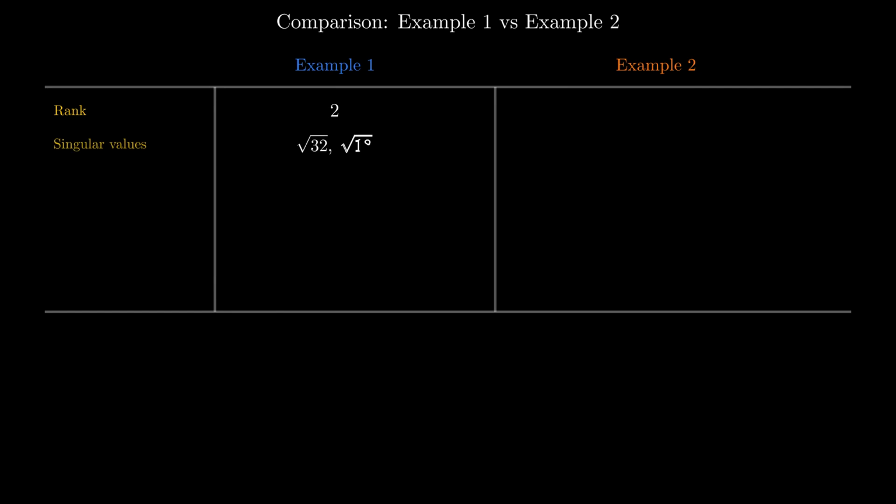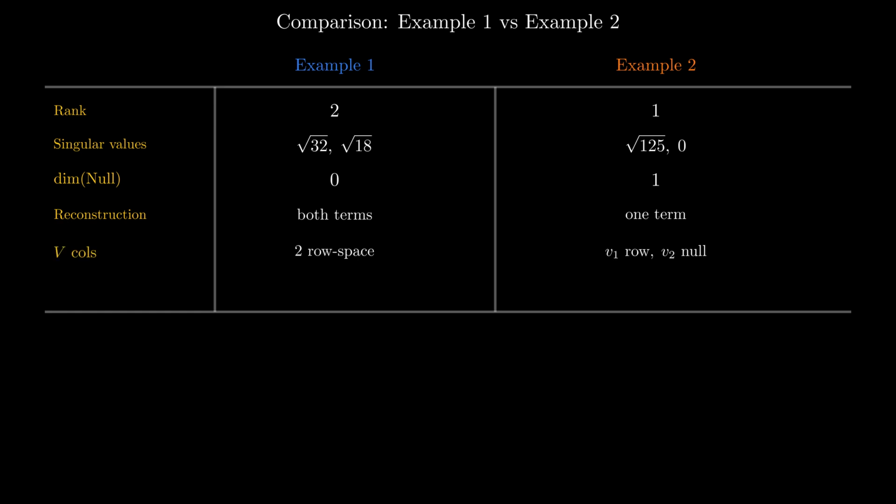Step back and compare. Example 1 had rank 2 with 2 positive singular values, square root of 32 and square root of 18. Its null space was 0-dimensional and the full reconstruction needed both rank 1 pieces. Example 2 had rank 1 with 1 positive singular value, square root of 125, and a single 0. Its null space was 1-dimensional and one rank 1 piece rebuilt everything.